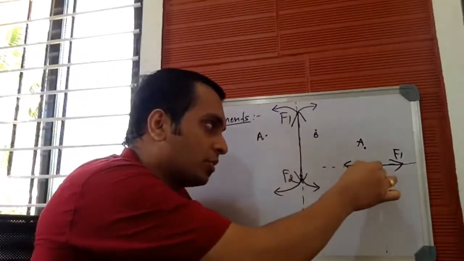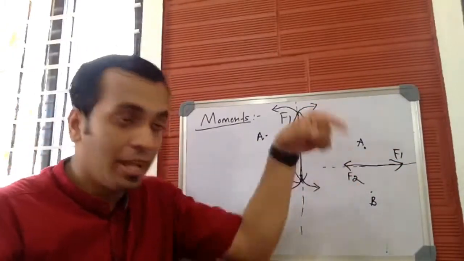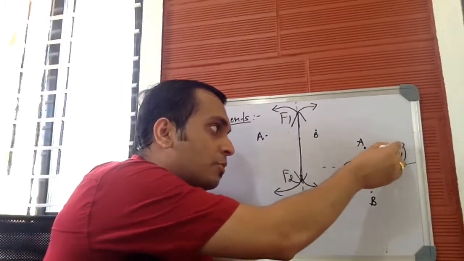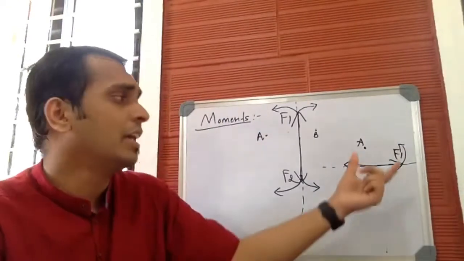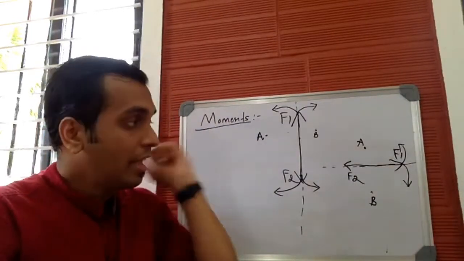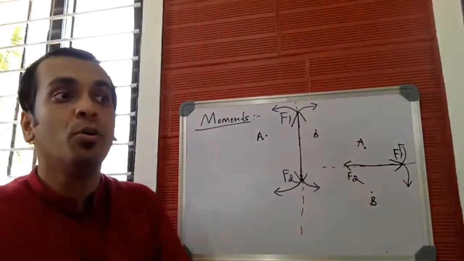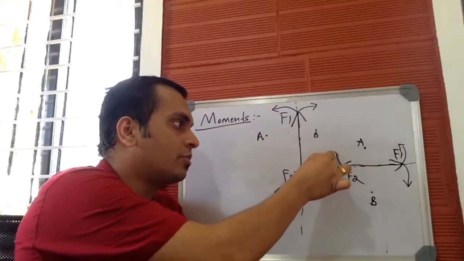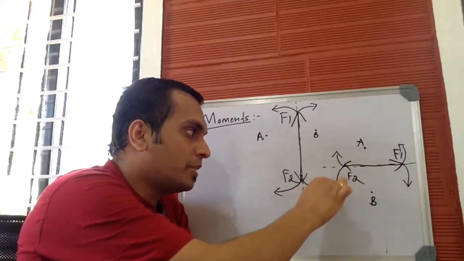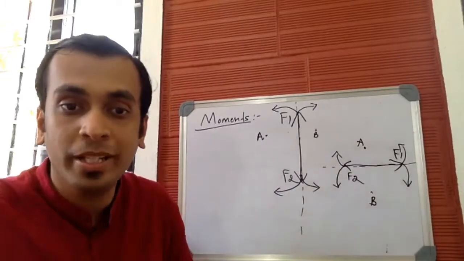Let us consider the force which moves horizontal to the right, and let the point about which we need moment be above the line of action. Then the force should produce moment in this direction. Similarly, if the point is below the line of action, then the force should produce moment in the other direction. Let me consider F2 which moves horizontal to the left, and let the point be above the line of action. Then the force produces moment in this direction. Similarly, if the point is below the line of action, then the force should produce moment in the other direction. This is how you determine the direction of moment produced by all the forces.